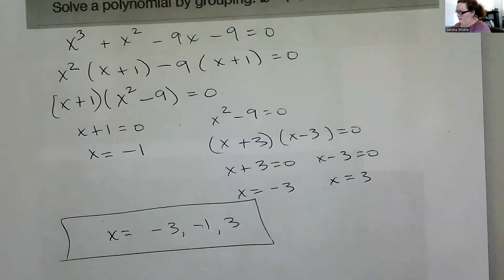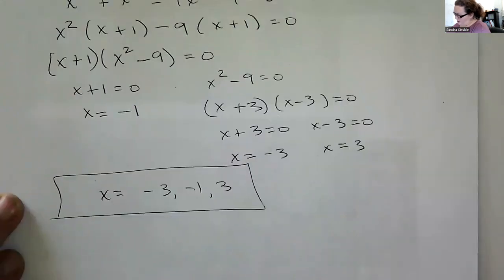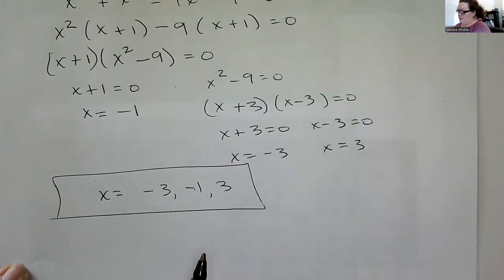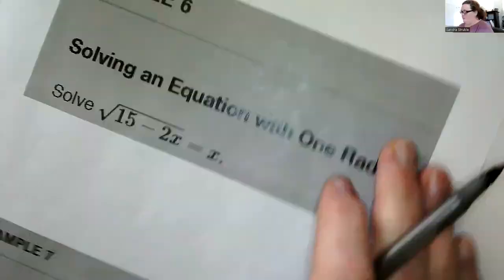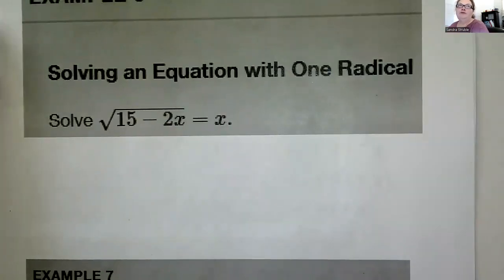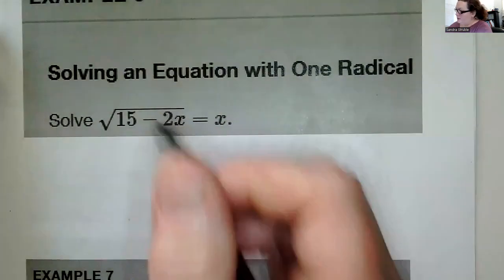Okay. Let's see here. It says radical equations: an equation containing terms with a variable in the radicand is also called a radical equation. So let's solve an equation with one radical. Solve square root of 15 minus 2x is equal to x.